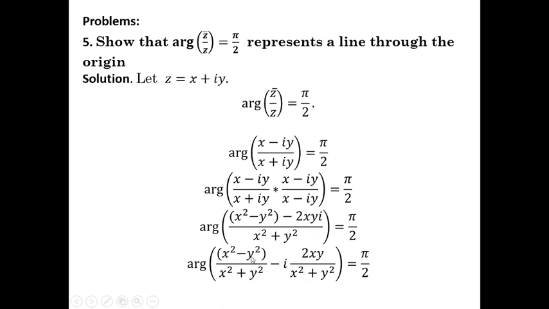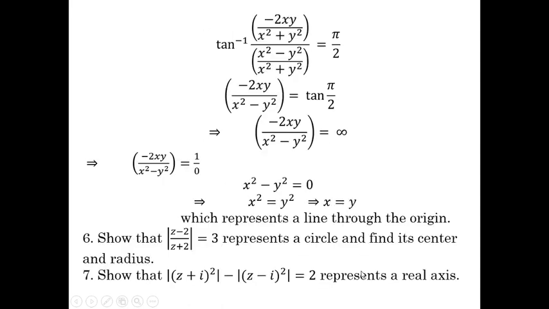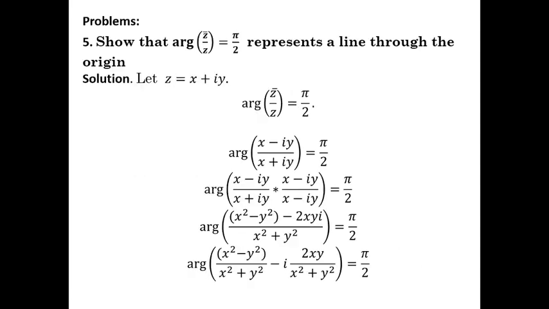This is the real part minus i into imaginary part is equal to RHS. Arg of a complex number: arg of x plus iy is equal to, what is the formula? The formula is tan inverse of y by x. Y means imaginary part, x is the real part. Here also we are using the same formula, that is tan inverse of y by x.